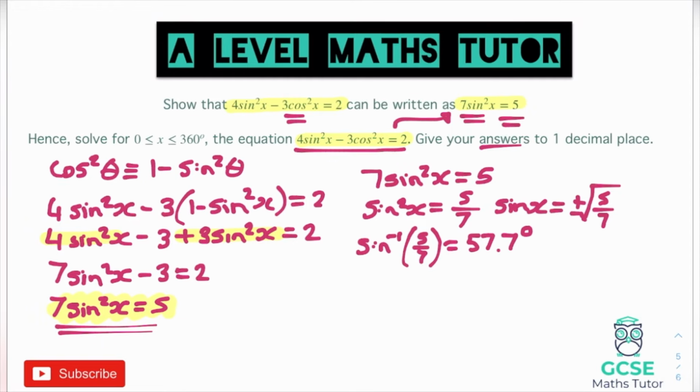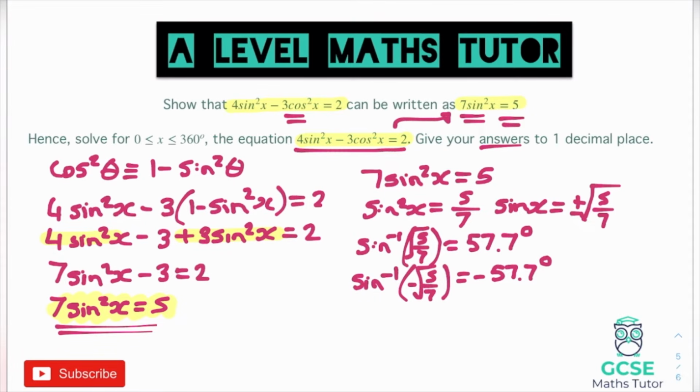If we do the same for our next one, so sine minus 1 of negative the square root of 5 over 7, and again just go into your calculator. I've just realised I forgot to put the square root symbol there. Put that in, I had to type that in on the calculator. We'll go back, we'll put the negative square root of 5 over 7, close our bracket, and for this one we get the same answer but the negative version, so negative 57.7 degrees. So we have actually solved our equation here.